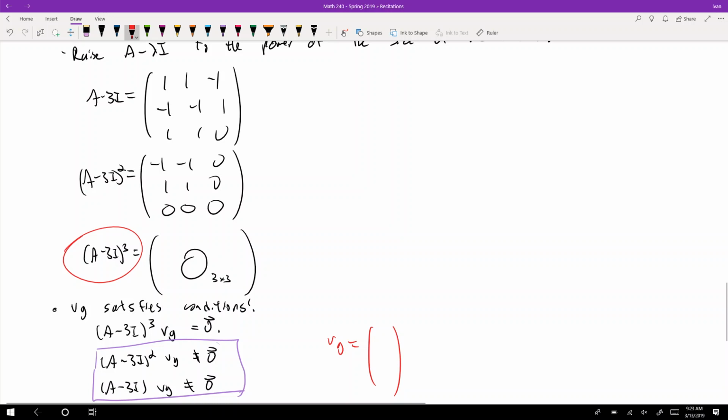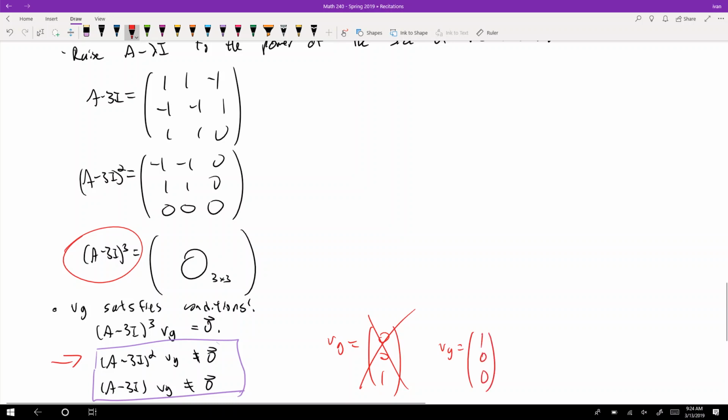So in this example, what doesn't work? Well, 0, 0, 1 doesn't work. Why does 0, 0, 1 not work? (A - 3I)^2. Yeah, so it fails the second condition here, where if I multiply this matrix by 0, 0, 1, that would be 0, 0, 0, and that's bad. So we can't use 0, 0, 1, but we can stick to this theme of just having one entry be non-zero. Instead, let's choose vg to be 1, 0, 0.